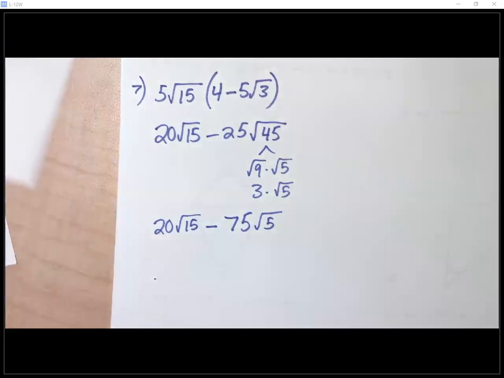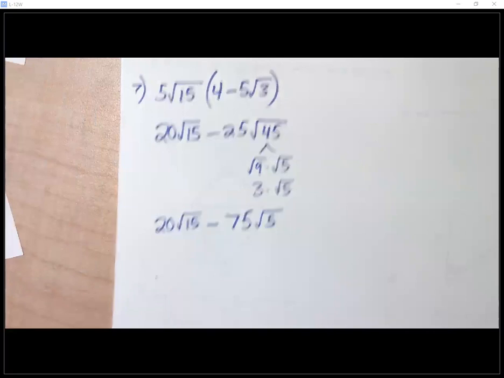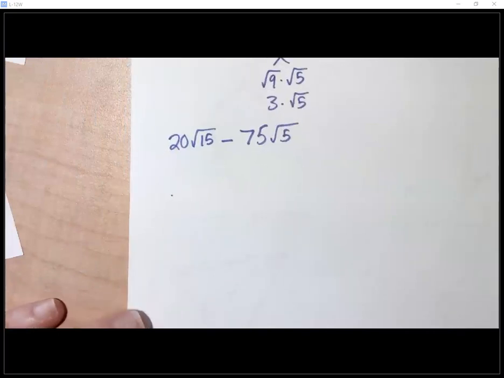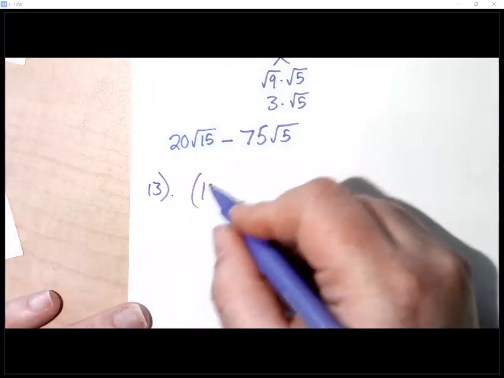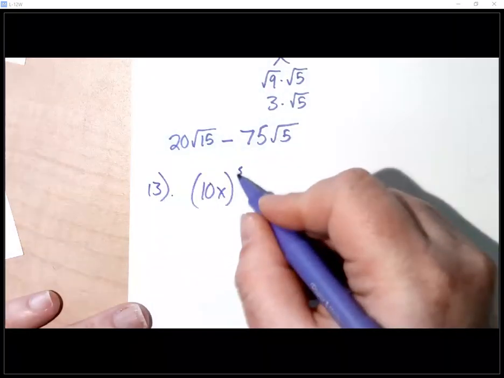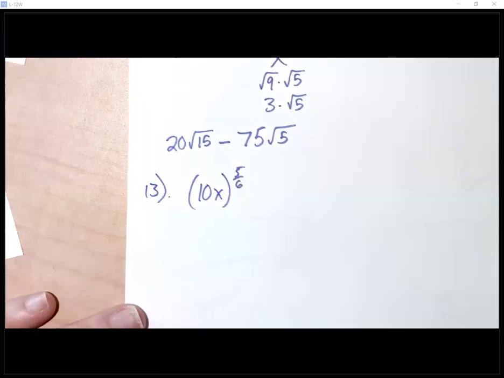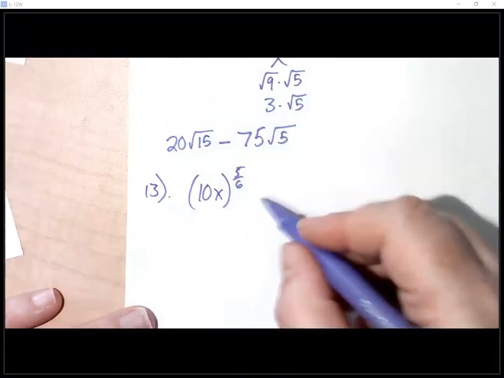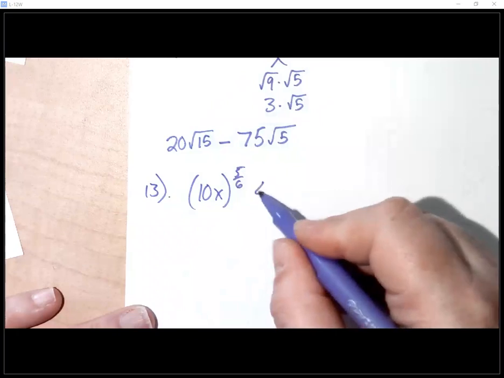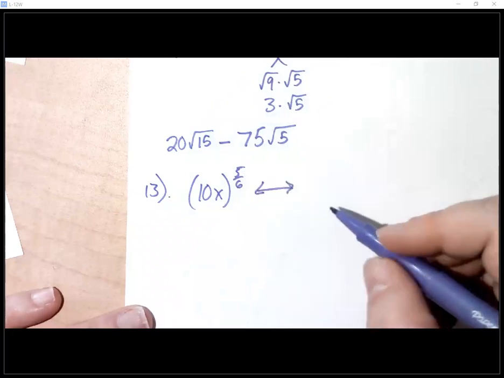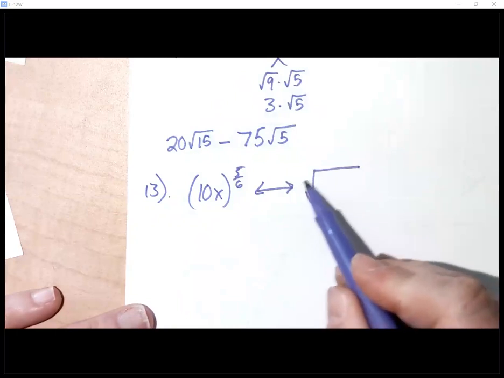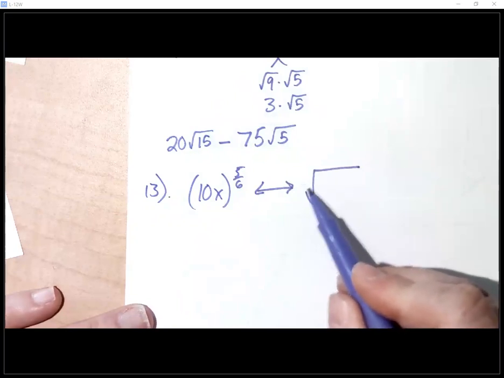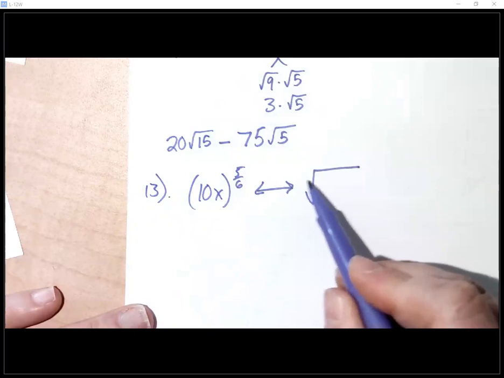Writing the expression in radical form. So let's do 13. That one's a little bit trickier. So 13 has you 10x raised to the 5/6 power. So you have to rewrite that as a radical. What is the number that's going to go right there? Someone's saying it, I hear it.